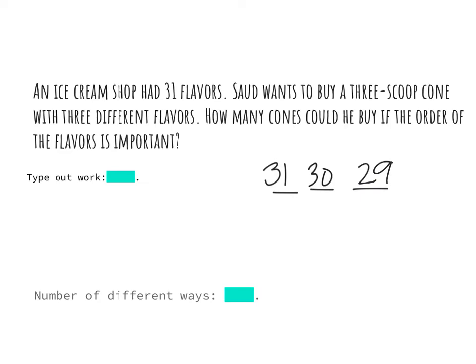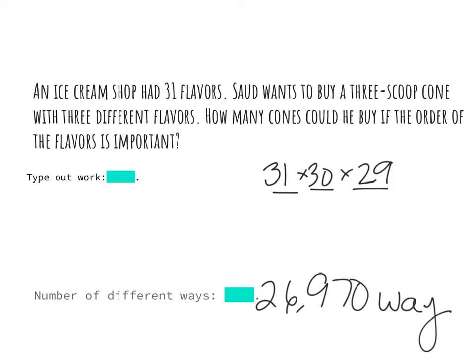So for this, again, we're multiplying these 3 numbers together to figure out how many different ways or how many cones he could buy if the order of the flavor is important. We would do 31 times 30 times 29. So go ahead and do that in your calculator. And when I did it, I got 26,970 ways. And that would represent how many cones he could buy or how many outcomes there would be with 3 different flavors for his ice cream cone with 3 scoops.